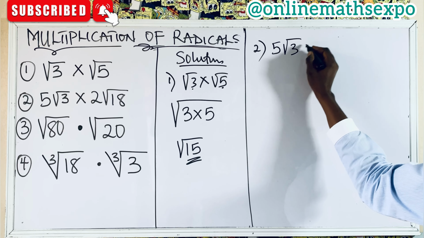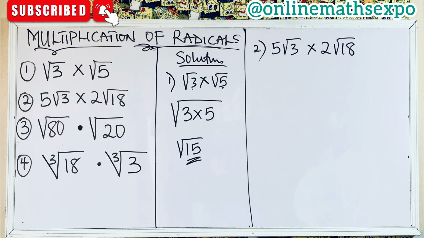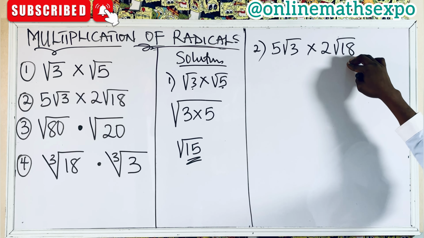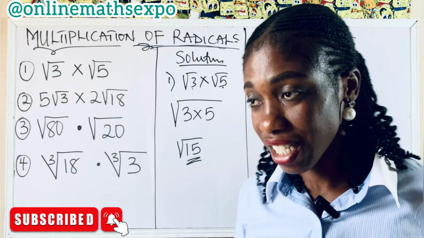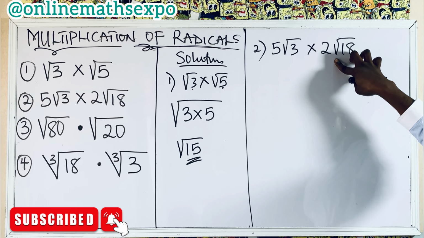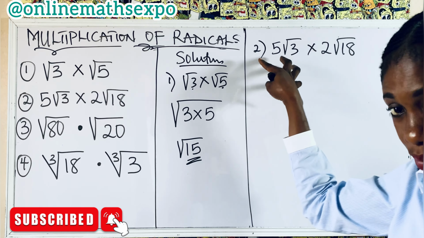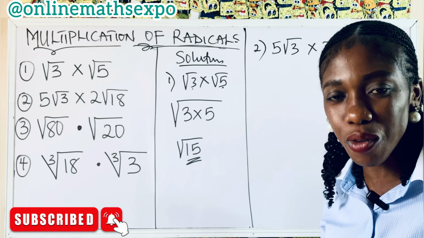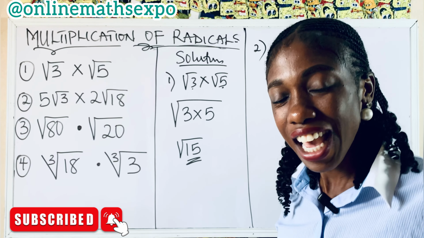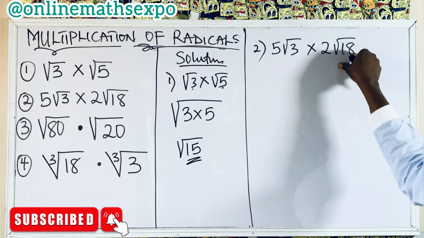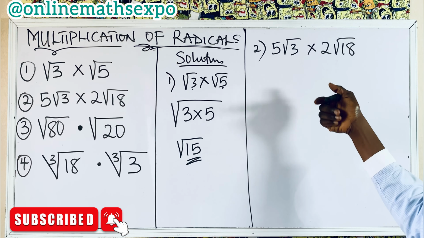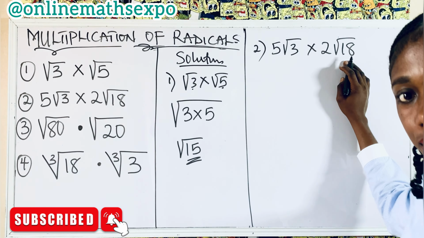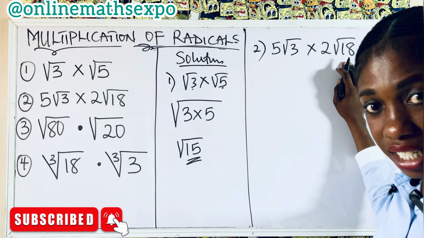We have 5 root 3 multiply 2 root 18. Now when you look at this question, you will notice that this value here has a perfect square in it. The two ways you can answer it is, you can first bring out the perfect square first and then multiply, or you multiply and then bring out the perfect square. Whichever way you want to do it is okay. But for me, I will choose to bring out the perfect square first and then multiply. So in that case, I know that 18, the highest perfect square in it that can be multiplied with a number to get 18 is 9.